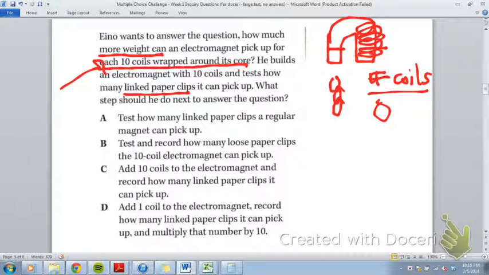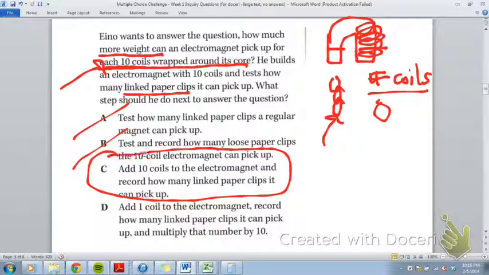Test how many linked paper clips a regular magnet can pick up. Well, he could do that, but remember, he wants to add each 10 coils. He wants to add some more coils. Test and record how many loose paper clips the 10-coil electromagnet can pick up. Well, that's not what he's trying to change. Remember, he's trying to change the number of coils. Add 10 coils to electromagnet and record how many linked paper clips it can pick up. Boom, that's what he's trying to change. The paper clips are still linked because that has to be a constant or a control. Our answer for that one was C.